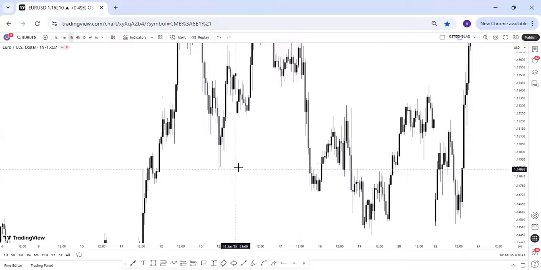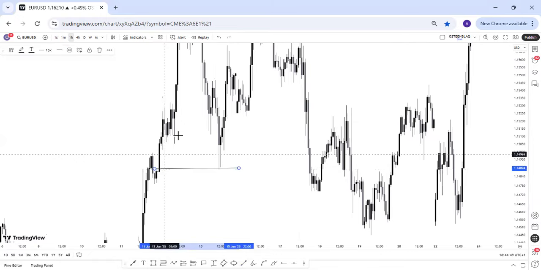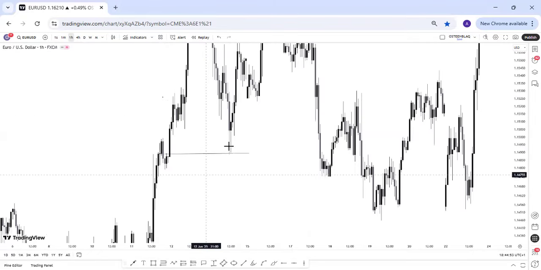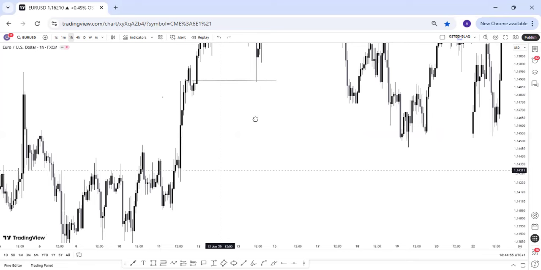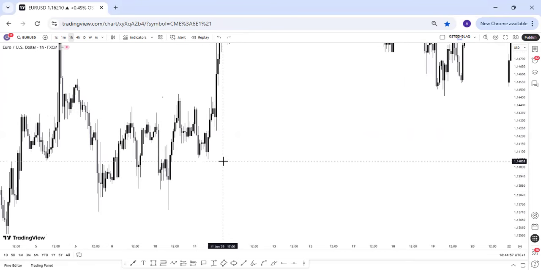And this particular one too, the same thing happened here. There was an unmitigation on this support. From here to this particular support is an unmitigation, and price still came to use this unmitigation to continue order flow. And let us see another example.